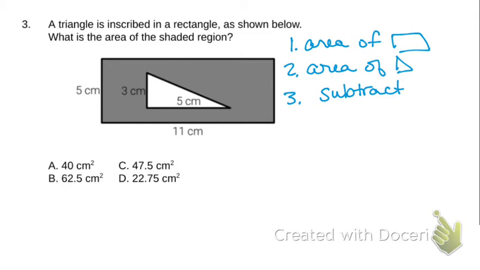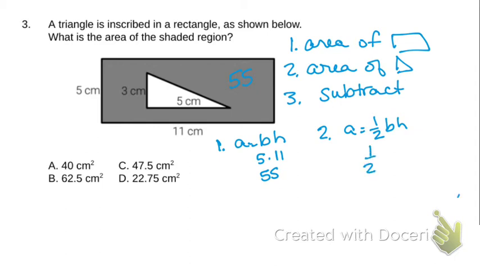Okay, so area of my rectangle, step 1 here, rectangle is base times height. So 5 times 11 is 55 square centimeters. Now, if I look at my triangle, step 2, the area of a triangle is 1/2 of base times height. We have to make sure we use our formula sheet to double check and verify that we have the correct formula, because if not, then we're using the wrong steps, okay? So 1/2 of 3 times 5. Well, 3 times 5 is 15, and 1/2 of 15 is 7.5, okay?